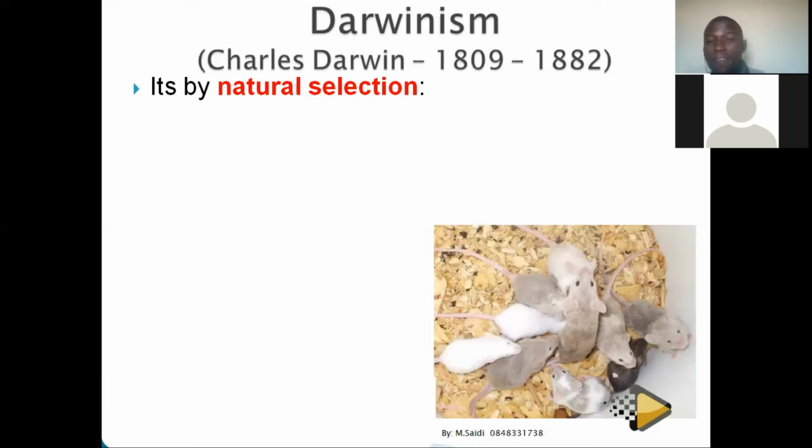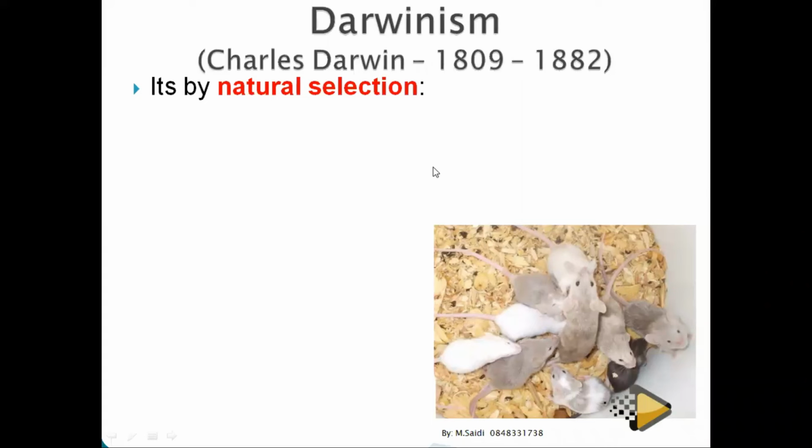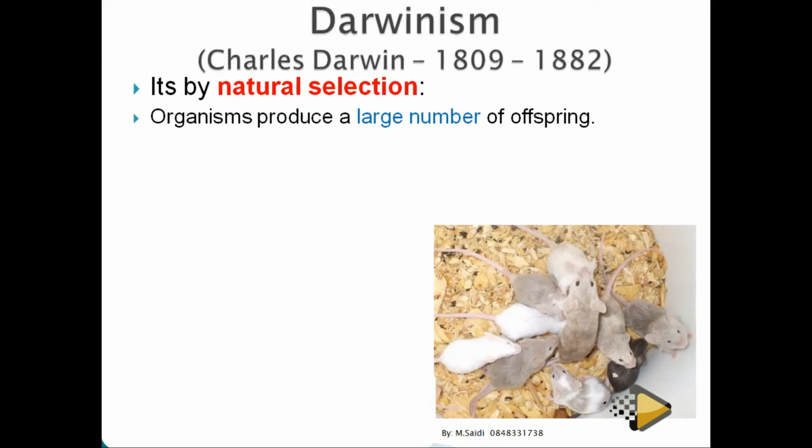Guys, this is natural selection, and natural selection is happening everywhere. Survival of the fittest. I repeat, his theory is based on natural selection. Natural selection means survival of the fittest. The one best suited to an environment will survive, and those which are not suited will die and go extinct.